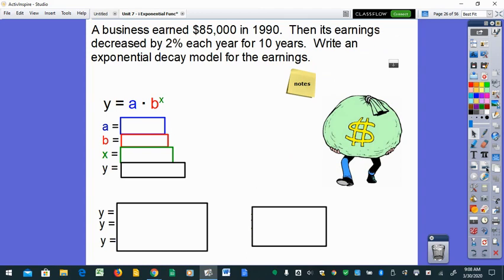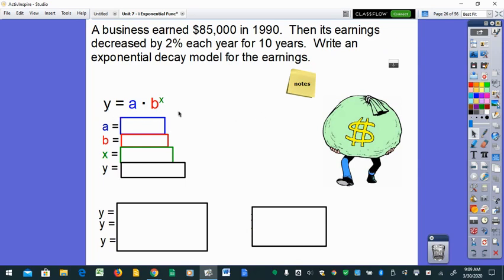So here's an example, one like we actually would have done at the beginning of the year. A business earned $85,000 in 1990. Then its earnings decreased by 2% each year for 10 years. Write an exponential decay model for the earnings.